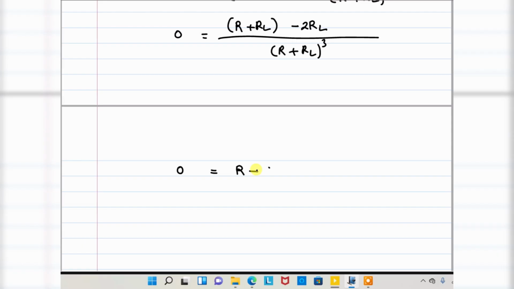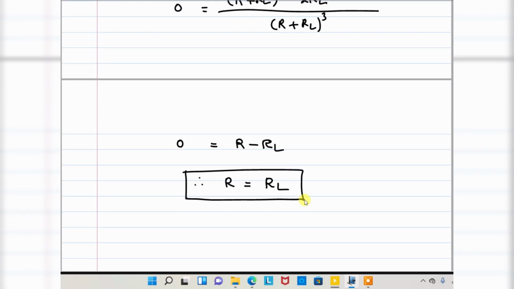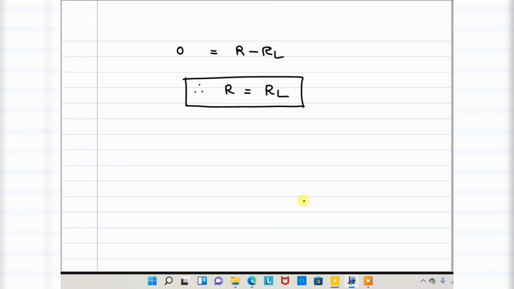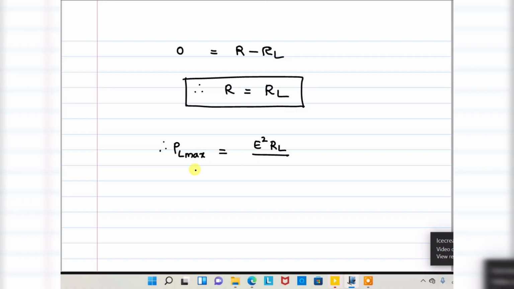Okay. R plus R minus RL. Finally, R is equal to load resistance is equal to source resistance. This is proven. So whenever maximum power transfer is possible, source resistance is equal to load resistance. So finally, the formula to find out the maximum power across the load is E square divided by 4 RL. Okay, how do you get this equation?